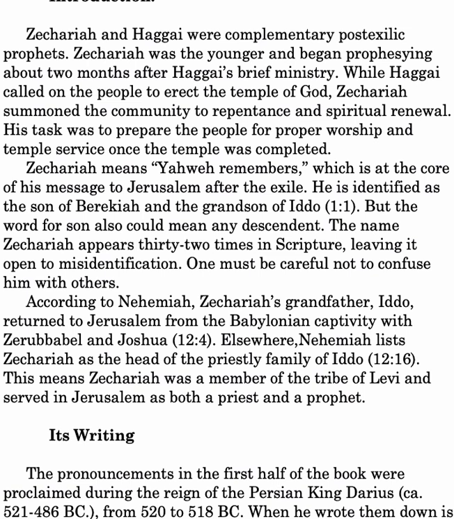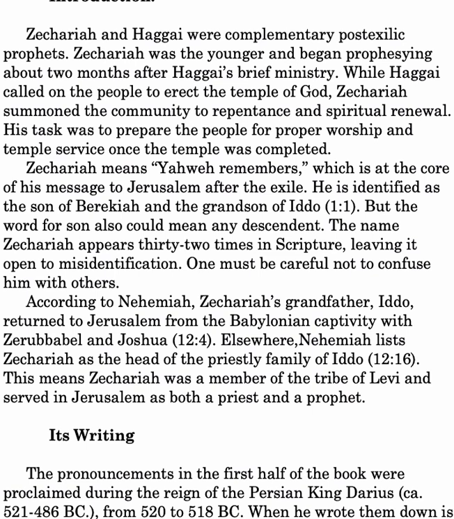The name Zechariah appears 32 times in Scripture, leaving it open to misidentification. I put this in here to let you know there's a lot of Zechariahs in Scripture. Make sure you don't get the wrong one when you see the name Zechariah. Just remember that. That's true of a lot of well-known biblical names. It was a common name. Many people used it. So one must be careful not to confuse him with others. Often they'll identify him as a son of someone else. It's not Berechiah, so you know that's not our Zechariah here, for example.